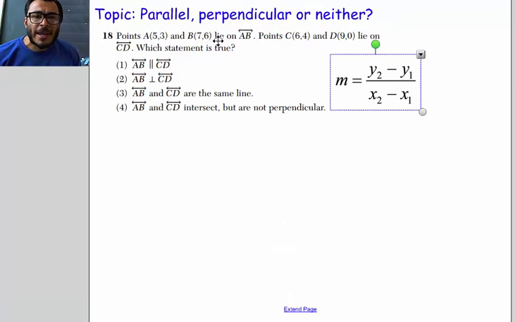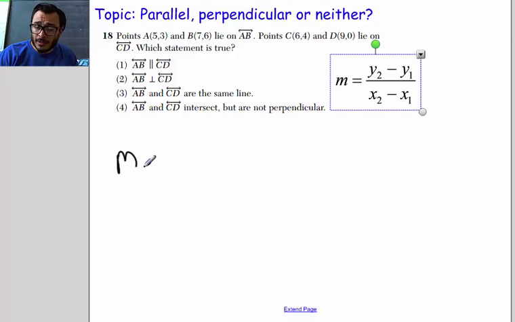Okay, so for number 18, we are given points on line AB and line CD, and then we're being asked if the lines are parallel, perpendicular, the same line, or if they just intersect but are not perpendicular. Now, in order for us to make that assessment, we have to find the slopes of each of the lines. The slope, by the way, M means slope, not measurement in this context.